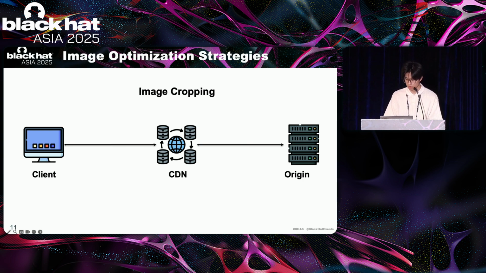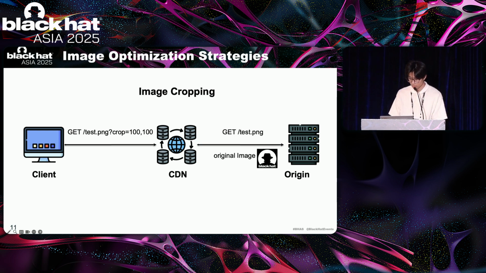The second is image cropping, where the CDN crops the image according to the client's specification, further minimizing traffic. For example, a client may request an image with a specific cropping parameter, such as crop 100,100. Then the CDN removes the cropping parameter and fetches the original image from the origin server. The CDN then crops the image to 100 by 100 pixels before delivering it to the client.